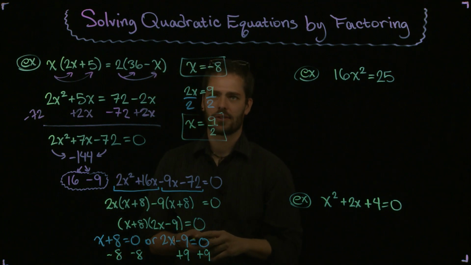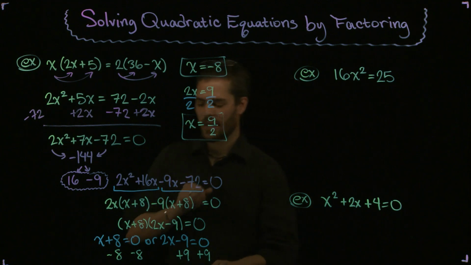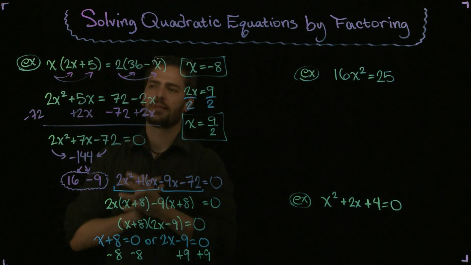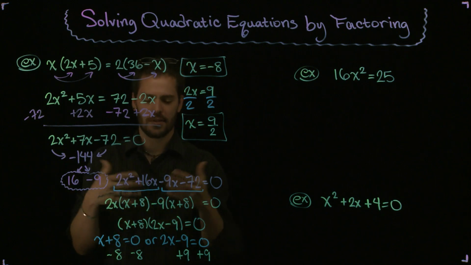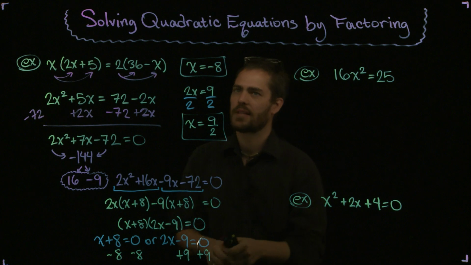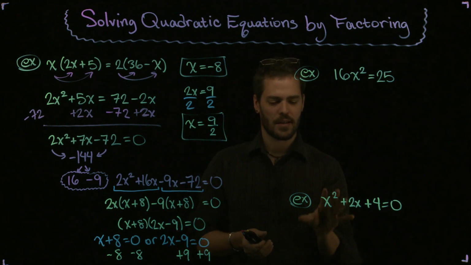Remember to check the solutions. We can take each of these solutions independently and plug them into the original equation. If the left side equals the right side, you know that you did it correctly, you got the right numbers. Please double check my work. I leave that to you. Let me move on to the other examples.